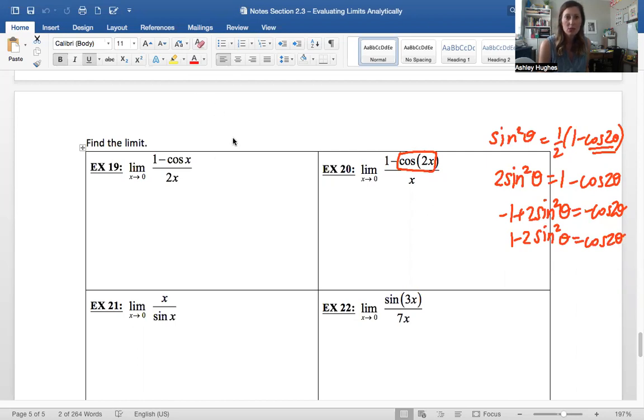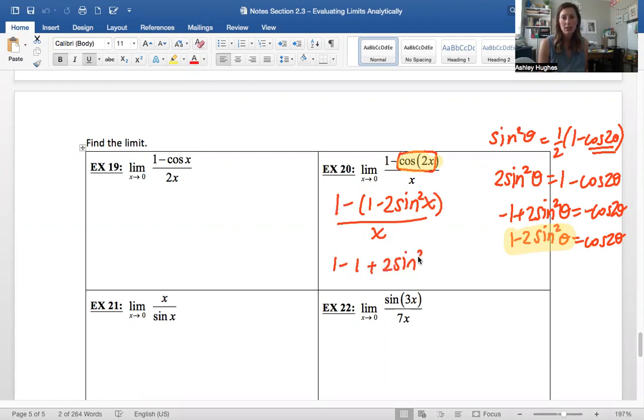So we're going to make that substitution. So instead of writing this, I'm going to write that. So I have 1 minus parentheses 1 minus 2 sine squared x over x. Then we're going to distribute this negative. So 1 minus 1 plus 2 sine squared x over x. So this goes to 0. And now I want to use my other thing that I know, which is that the sine x over x goes to 1 when we're close to 0.